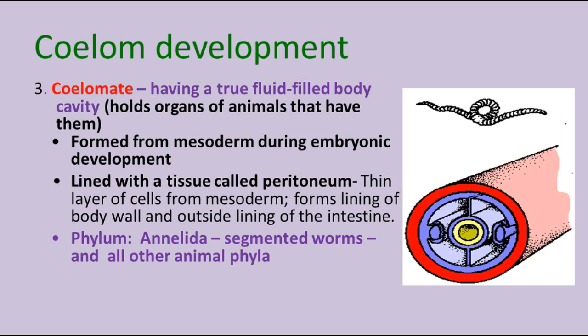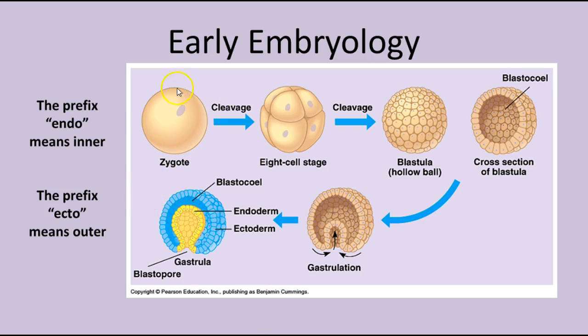This all stemmed from the development of a single embryo of a single cell cleaving or multiplying into many cells, eventually forming what we know as an ectoderm and an endoderm. The final two terms that we learned were diploblastic, which means 2 tissue layers, and triploblastic as 3 tissue layers.